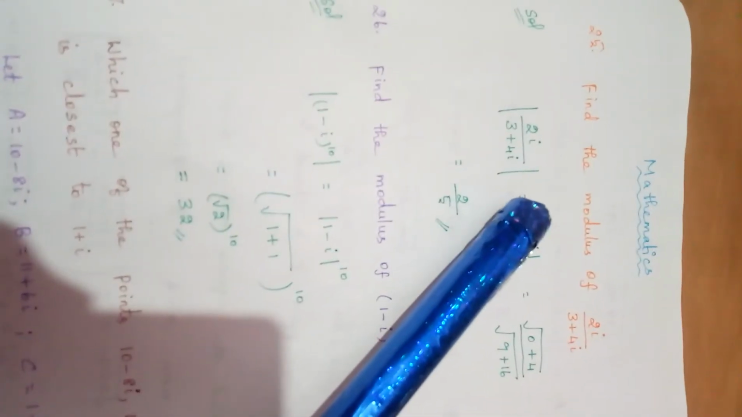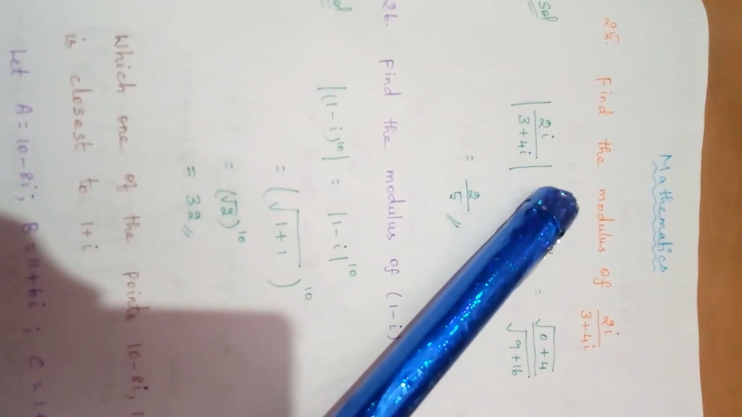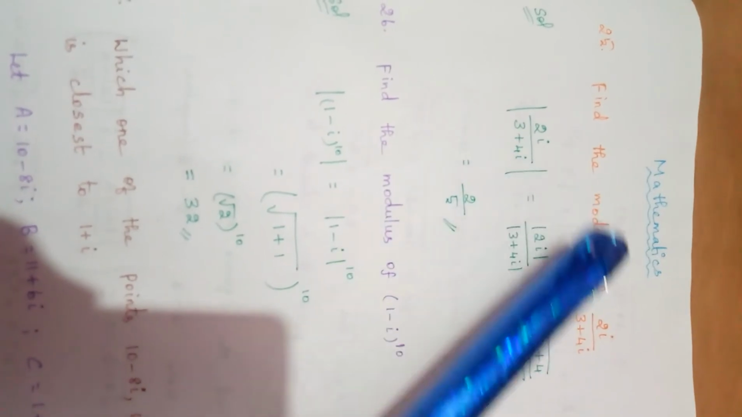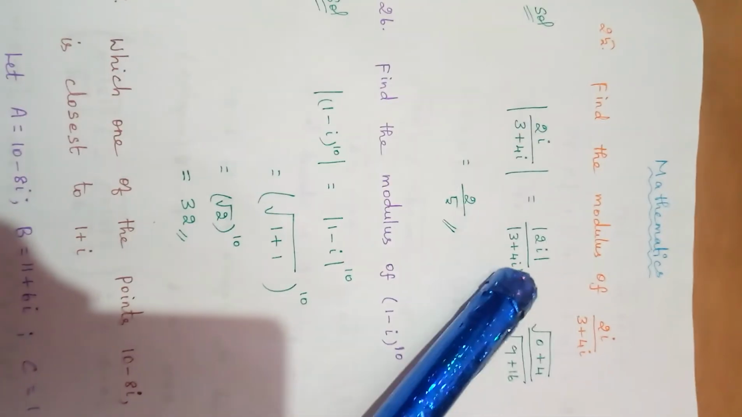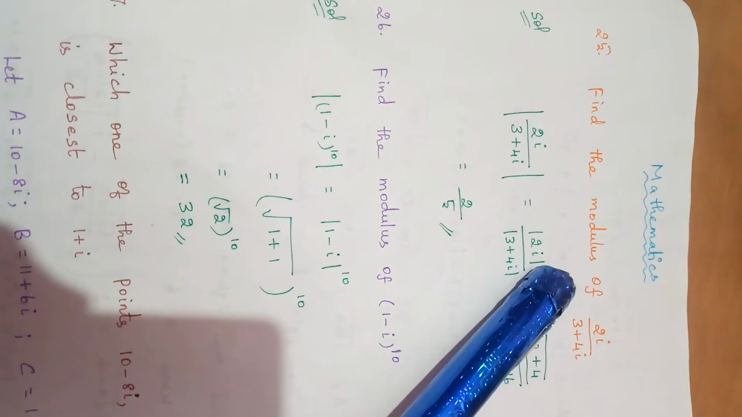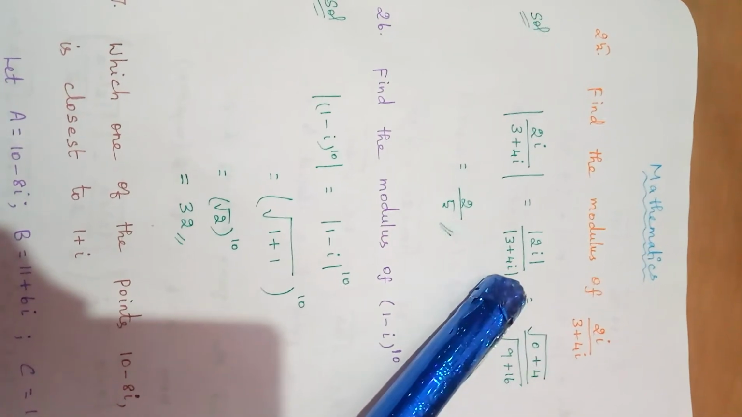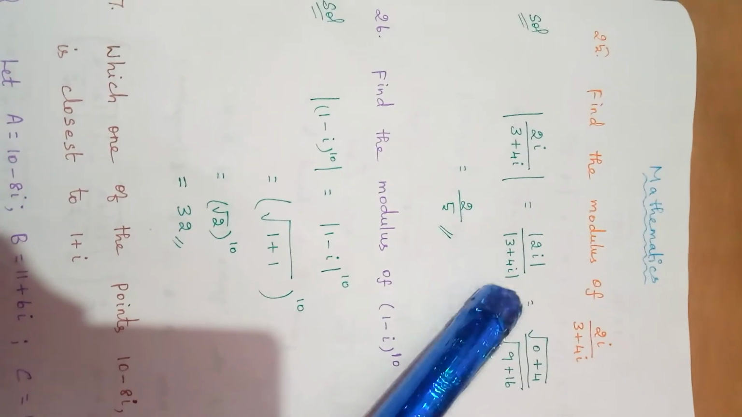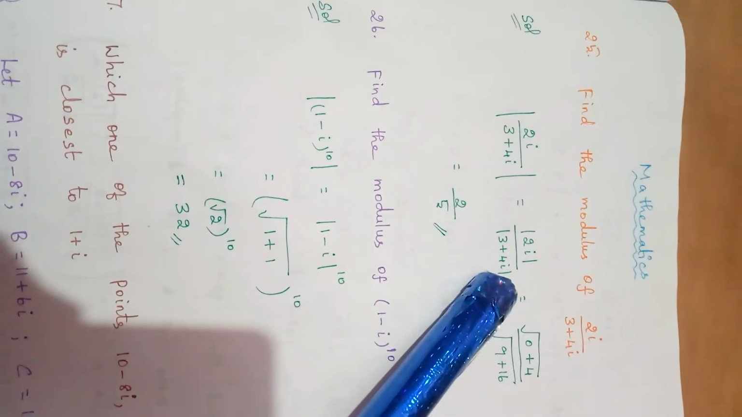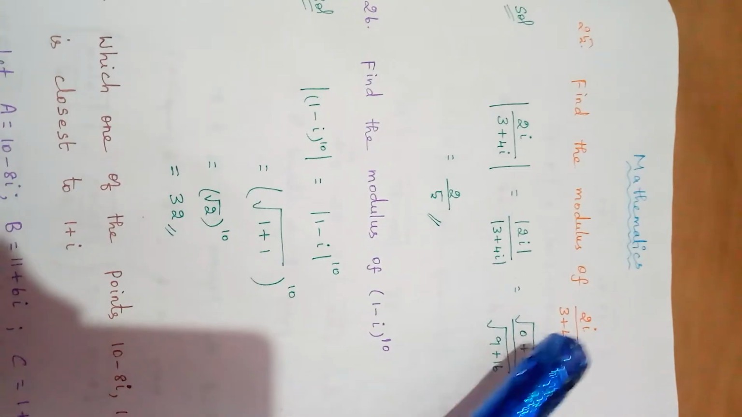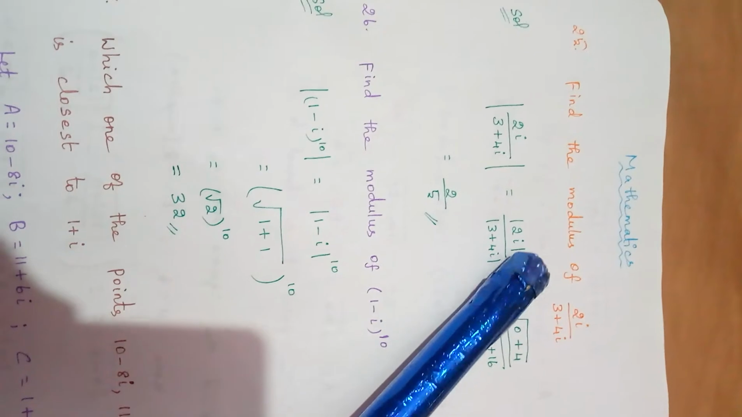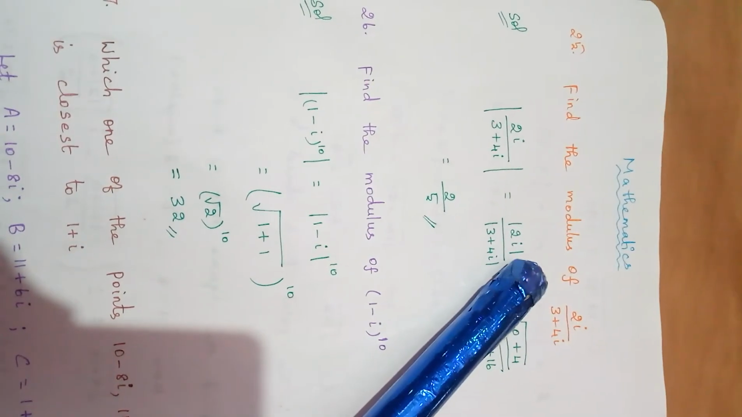By using the property, this modulus can be split like this, right? For the numerator a separate modulus, for the denominator a separate modulus. Again, this is a property of modulus of complex numbers. What is the formula for finding modulus? Root of a square plus b square.